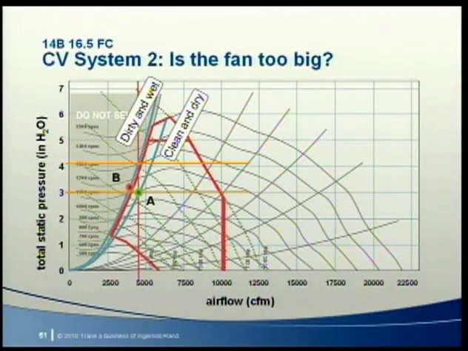If it was up to me, I'd probably select a fan for the low system resistance, but whichever approach you choose, remember that a constant speed fan delivers more air and uses more horsepower when the filters and the coils are clean, not when they're dirty. And one more thing, do not select a fan too close to the surge line. For example, if you select at point A, the fan could cross into the do not select area at point B.